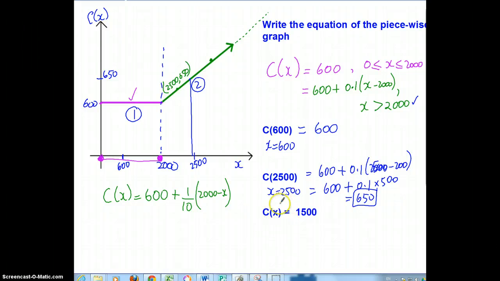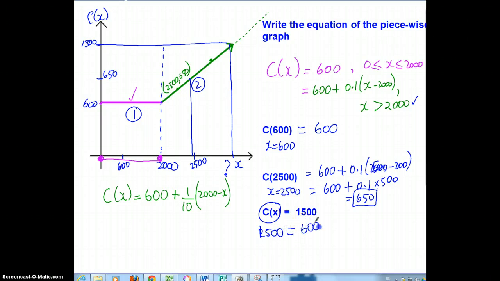Alright, what about this one down here? This time we know the cost of my plan's 1,500. Cost is 1,500. Wow, somewhere way up here. I know I'm spending more than my 2,000 pesos. But algebraically I can go here and say, okay, obviously it's got to be this function I'm looking at, because I know x has to be greater than 2,000 pesos. So I've got 1,500 pesos is equal to 600 plus 0.1 times x minus 2,000. All we have to do there is a little bit of algebra to figure out what that x is. A bit of expanding and simplifying, solve that equation for x. I'll skip that bit, you guys can do that.